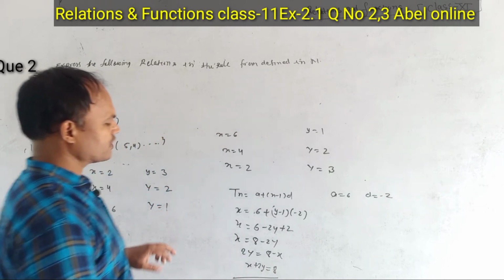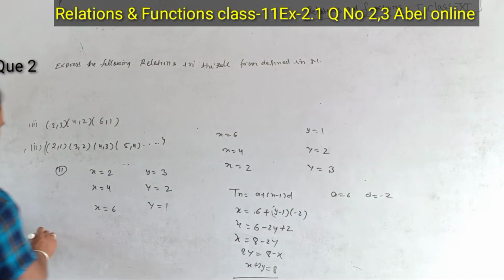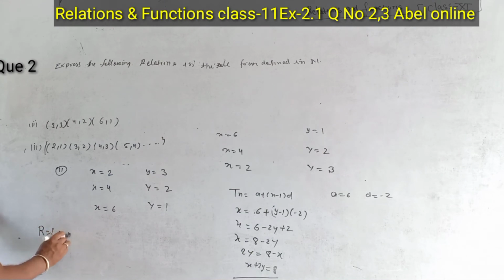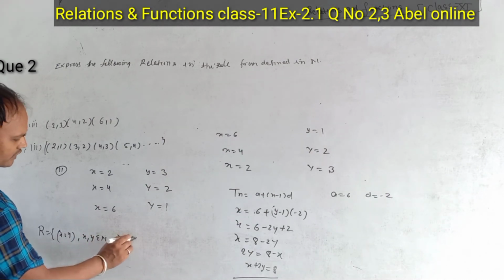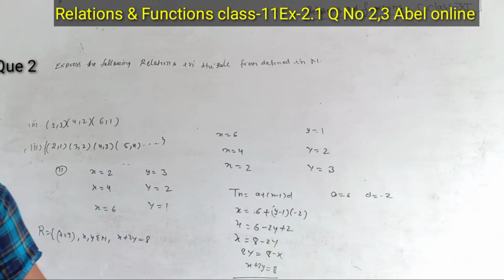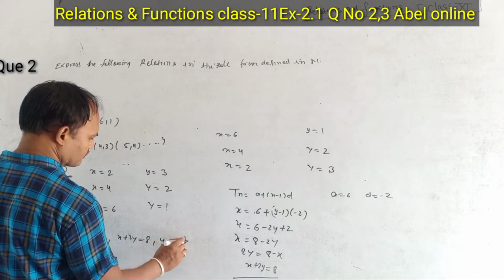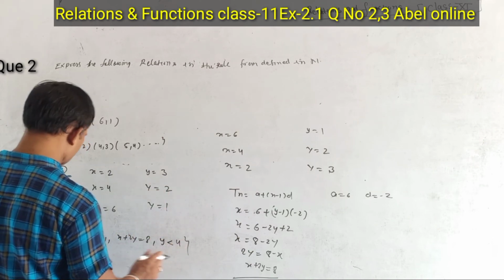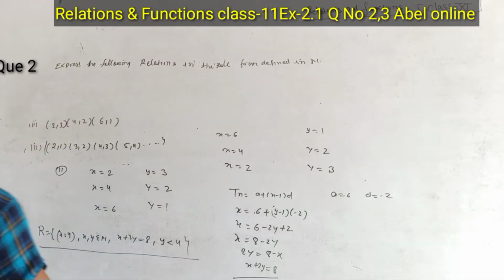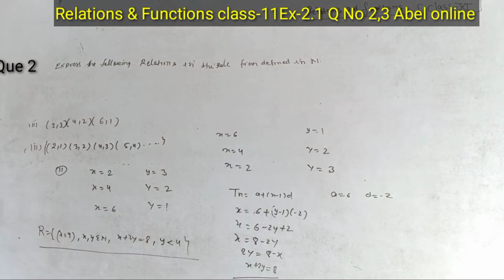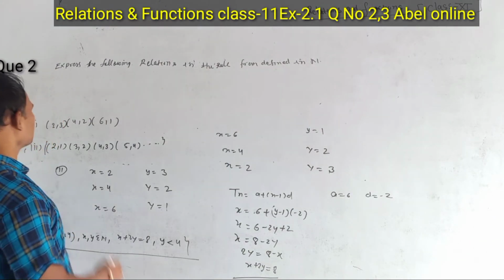So students, what is the relation? The relation is R equal to the set of (x, y), where x, y belong to N, and x plus 2y equal 8 is the rule, where y is less than or equal to 4. Because it is 1, 2, 3 only, we can say that is the answer. So this is the second question.